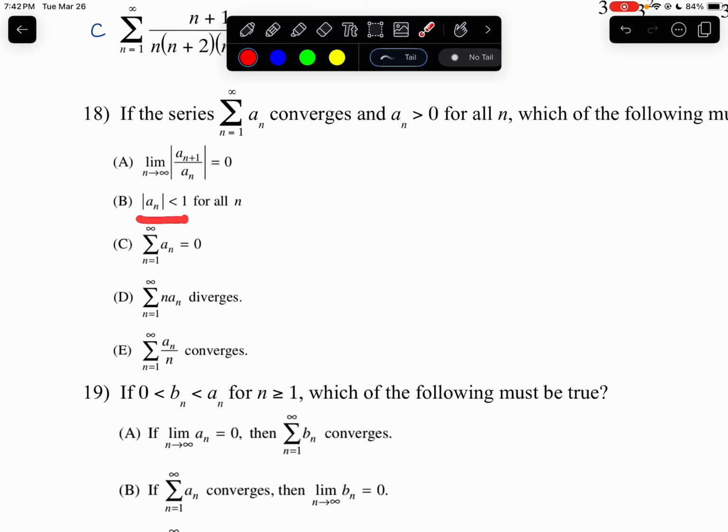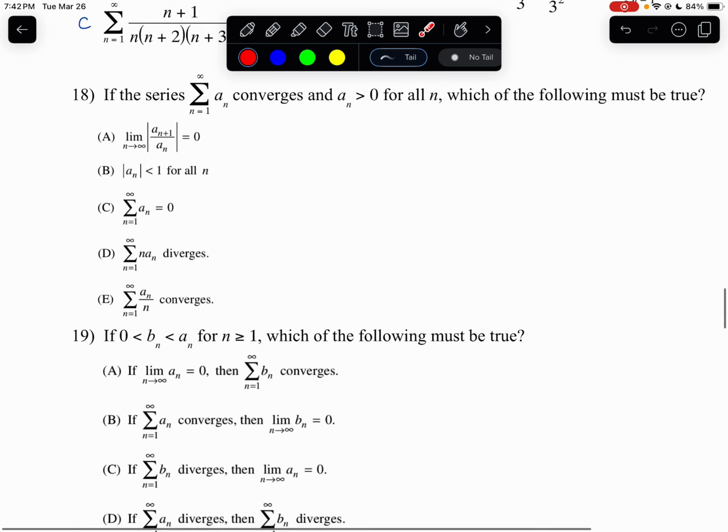The absolute value of all the terms of our sequence, a sub 1, a sub 2, a sub 3, a sub 4, and so on and so forth, is less than 1 for all n. I don't know if there's any indication that that is true. We just know that all of them are positive. We don't know if all of them are going to be less than 1.